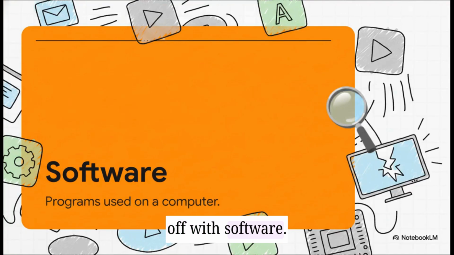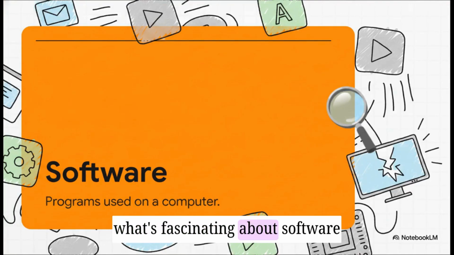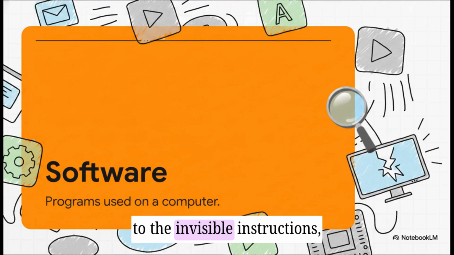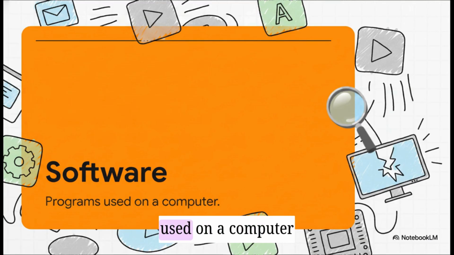Let's kick things off with software. Actually, what's fascinating about software is that it refers to the invisible instructions, the programs used on a computer that make the whole thing actually run. You can't touch it. It's the apps, the operating systems, all that hidden magic bringing the screen to life. So when your computer just randomly crashes, it's very often a software issue.